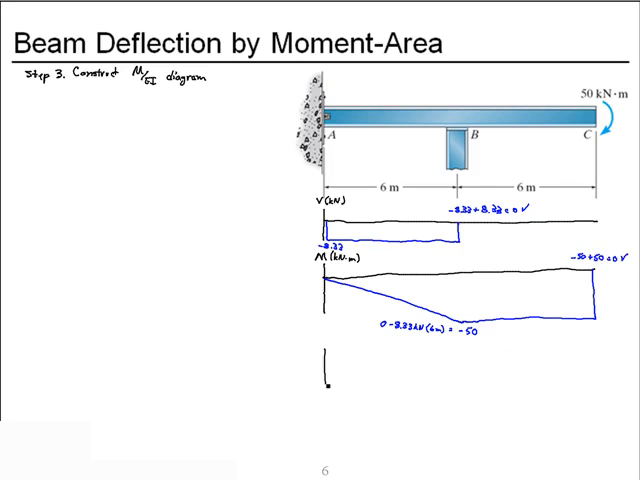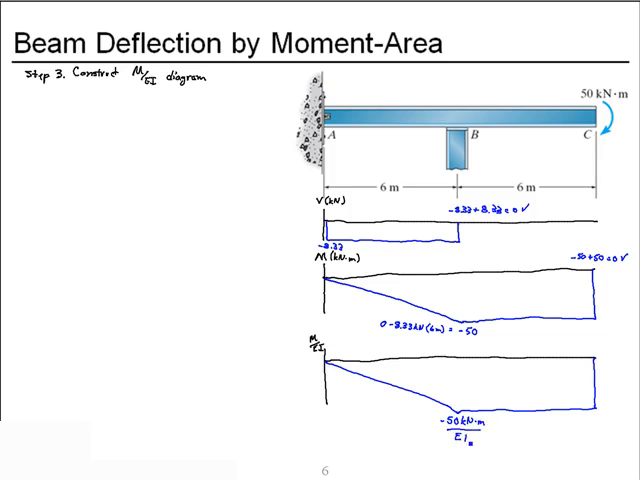Now, divide that by EI. EI is constant along the length of the beam, so my M over EI diagram will have exactly the same shape as my moment diagram. It's just that my magnitude has changed to minus 50 kilonewton meters over EI.